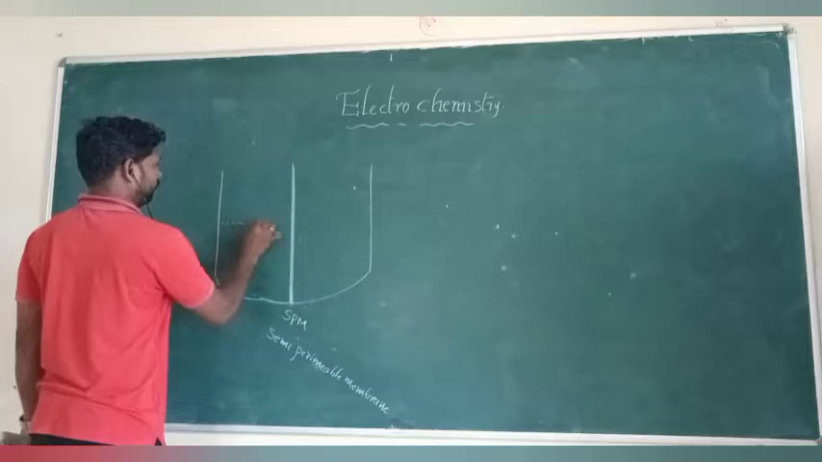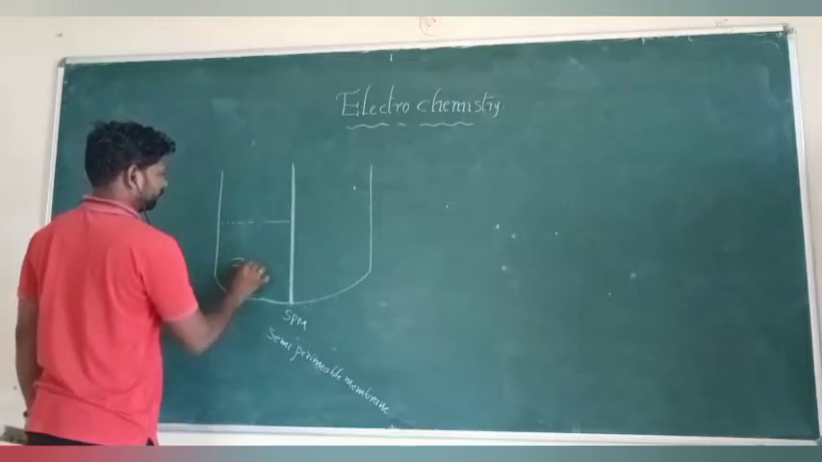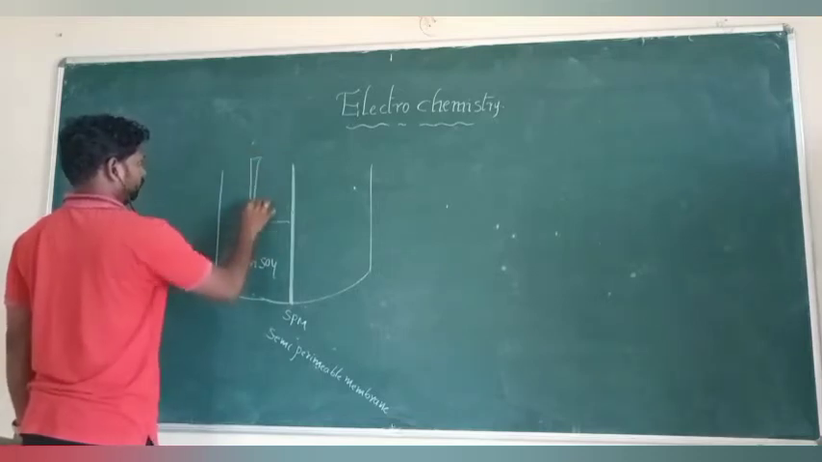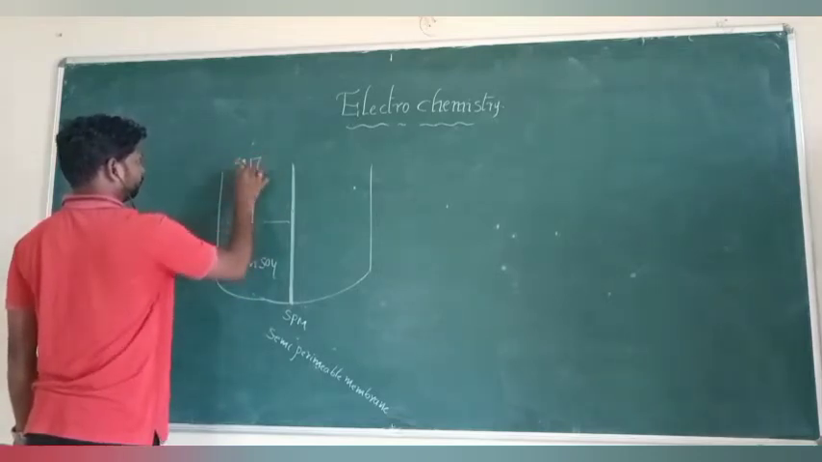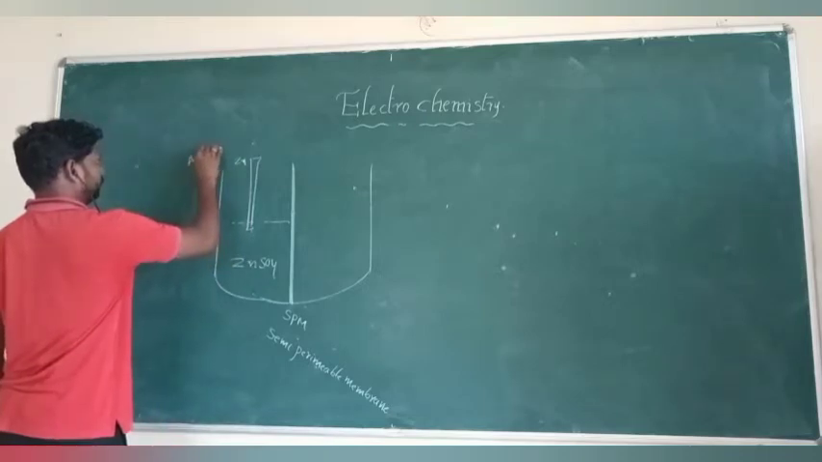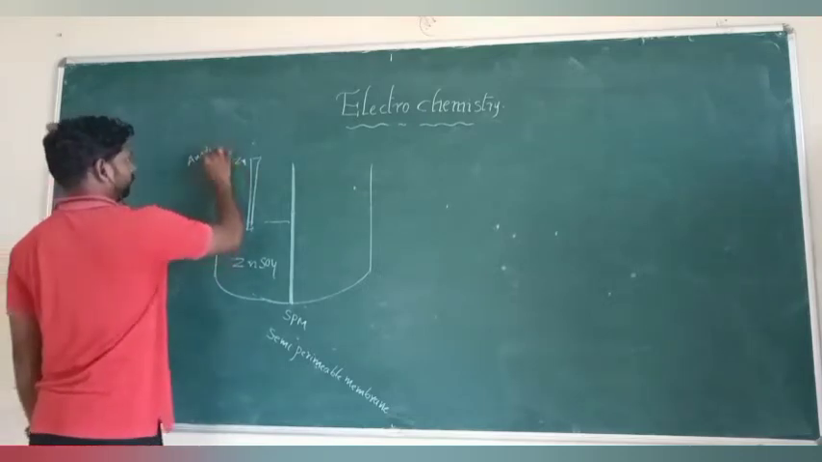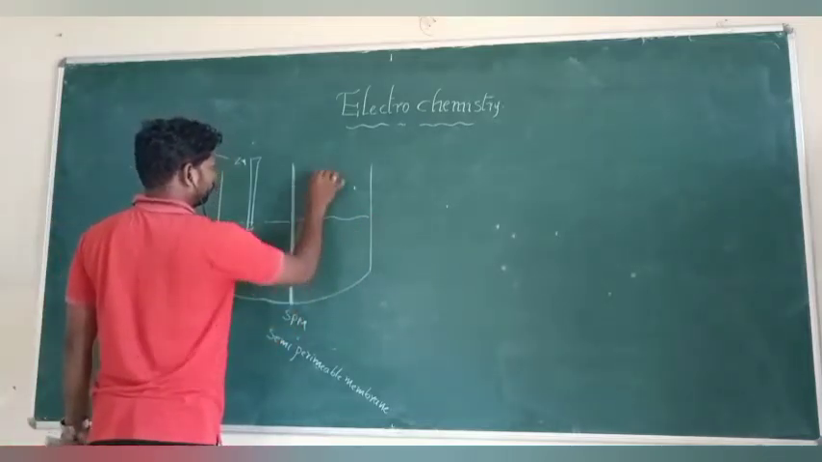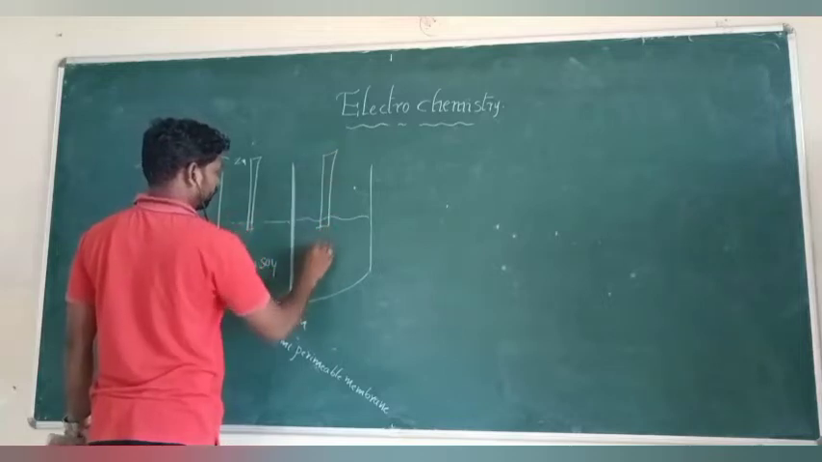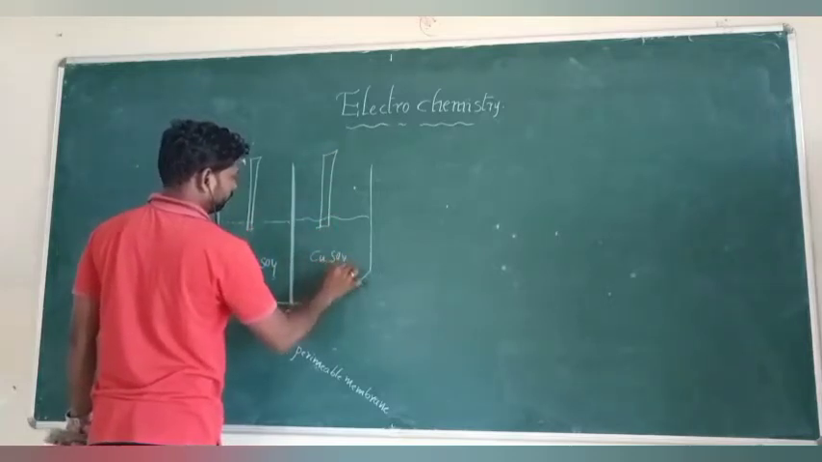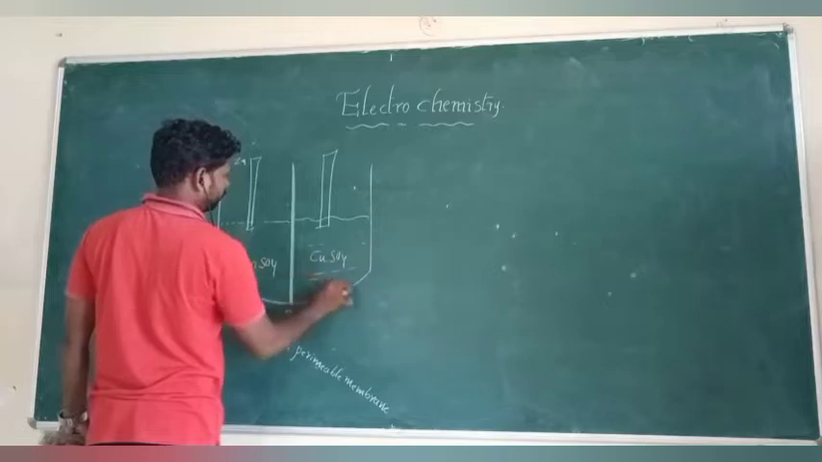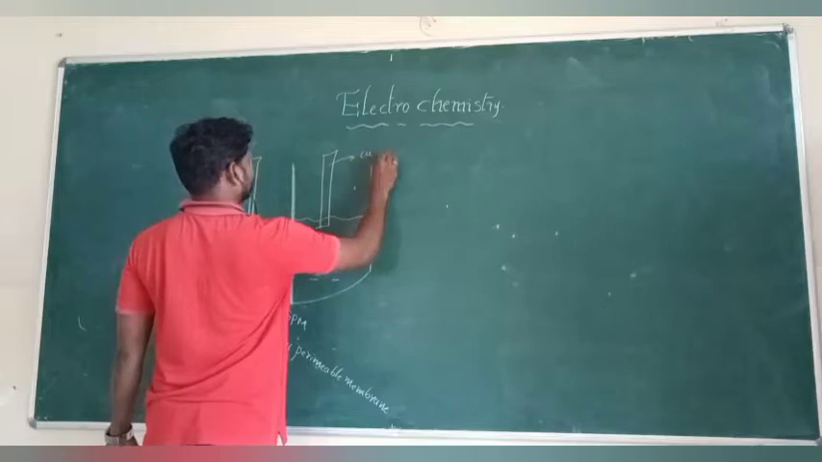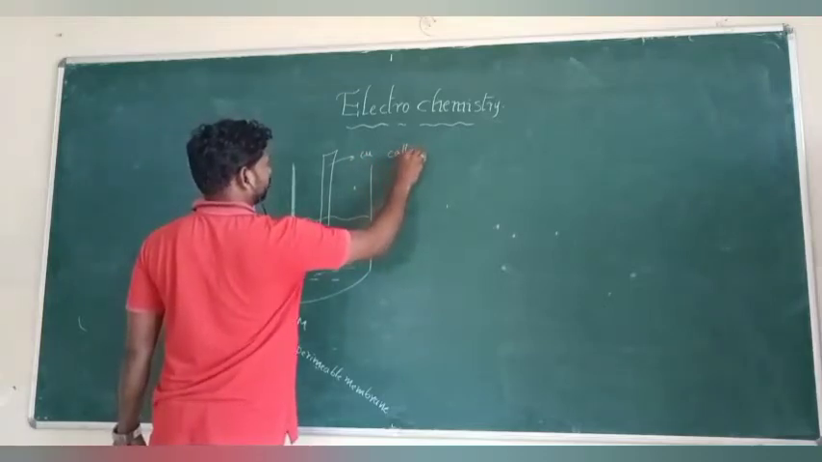Here I am taking zinc sulfate solution. I am keeping here one electrode. This is the zinc electrode. It is acting as anode. At the same time, I am taking here the copper electrode. Here the electrolyte is copper sulfate solution. This is the copper electrode. Here, this is the cathode. We call it cathode.